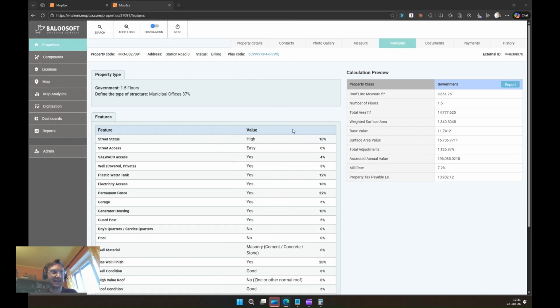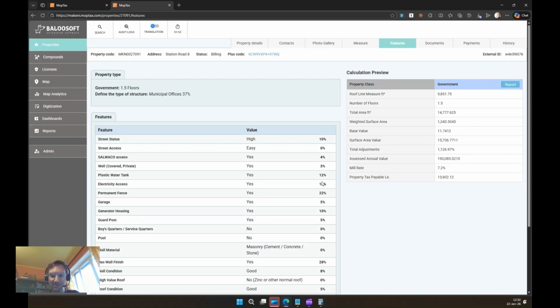And the first thing to highlight, well, we talked about the assessed annual value. Here it is for the property right here. Now, where are the components that we've talked about so far that go into this? Well, first is the weighted surface area, and that is located here. It's 1,340.